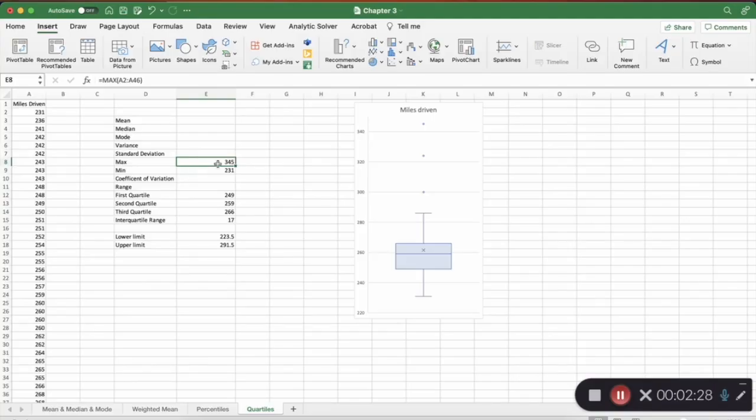And as we said, this is an outlier because it's exceeding the upper limit. This is exceeding the upper limit, right? And the minimum value is 231, which is within the lower limit. It's not below the lower limit.